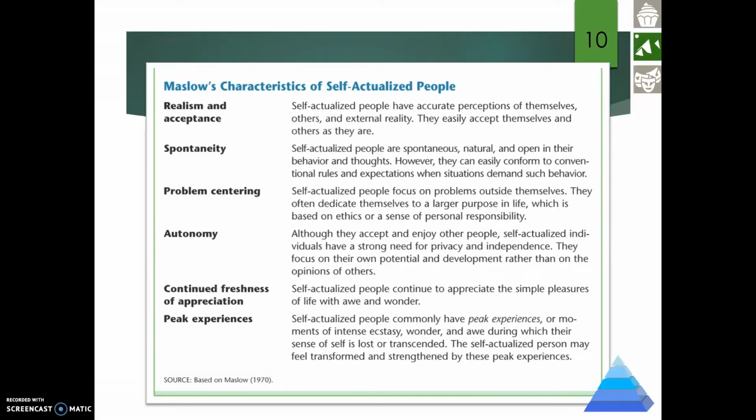For instance, if you're in a dead-end relationship that's going nowhere and you have a sense of autonomy, what do you do? You get out. If you're in a dead-end job and you have a sense of autonomy, what do you do? You find a new job. That's the idea of autonomy. Or do you just think you're a victim of fate? Do you think that you do not have control over your life? If things are going wrong in your life, is it everyone else's fault that these are going wrong? Or do you step up? That's a sense of autonomy. So even though you accept and enjoy other people, self-actualized individuals have a strong need to do things on their own and have a sense of independence.